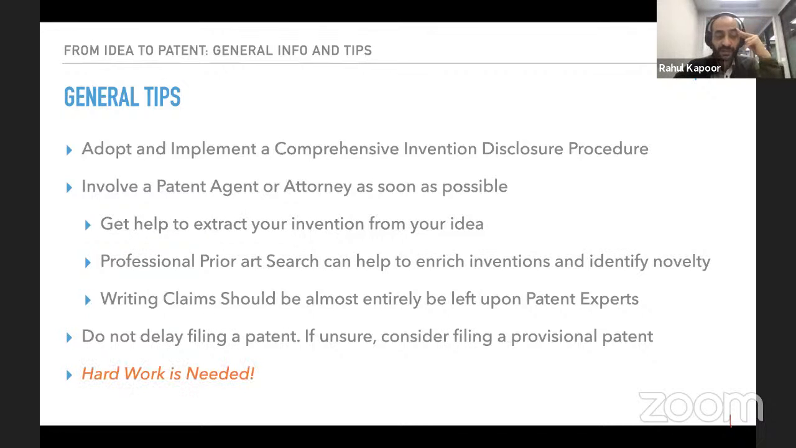Consider filing a provisional patent. And overall summary is, hard work is needed at all steps. So right from invention disclosure, actual invention part, documentation, the whole procedure, it takes hard work, ingenuity, creative will, collaboration, and all these things for you to become successful.